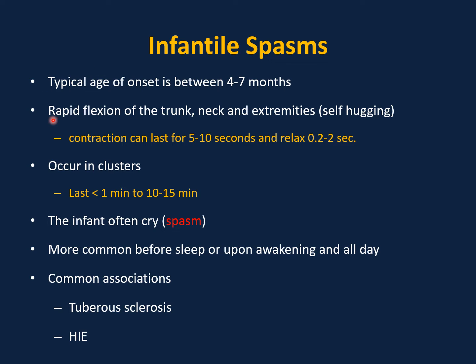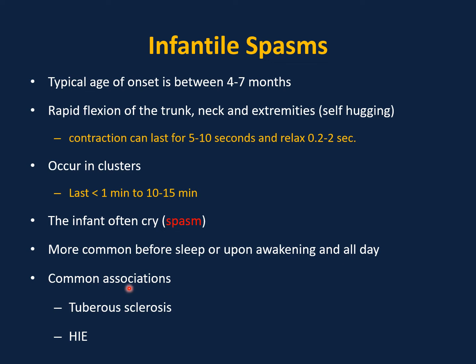Infantile spasm, from the name, presents during infancy between 4 and 7 months. The spasm or contraction is a rapid flexion of the trunk, neck, and extremities. The infant will look like self-hugging. Contraction can last for 5 to 10 seconds, followed by brief relaxation of 0.2 to 2 seconds. It occurs in clusters, dozens of them. The clusters can last from less than a minute to 10 to 15 minutes. The infant often cries because the spasm is painful. It is more common before sleep and upon awakening, and can also occur throughout the day.